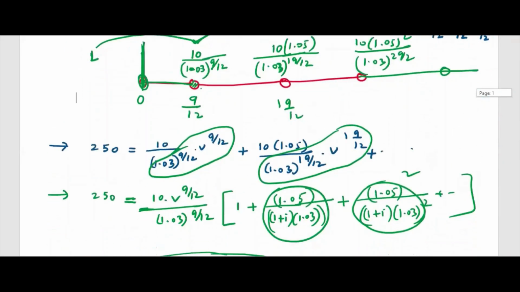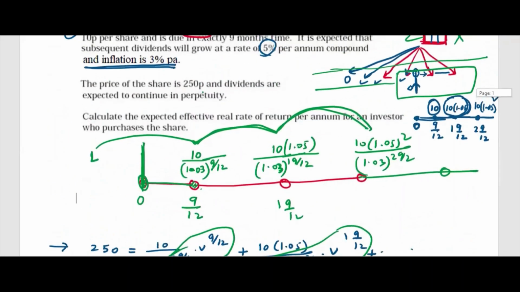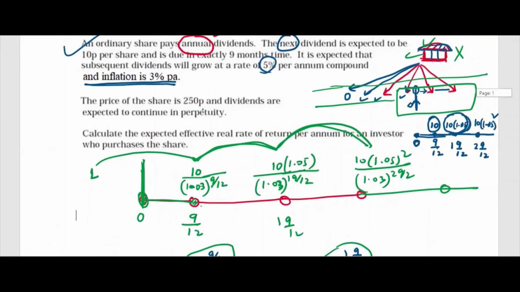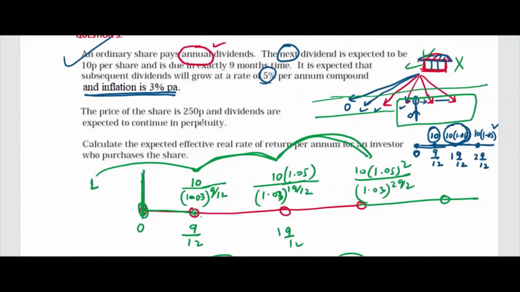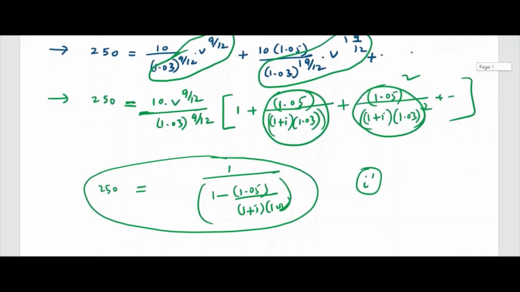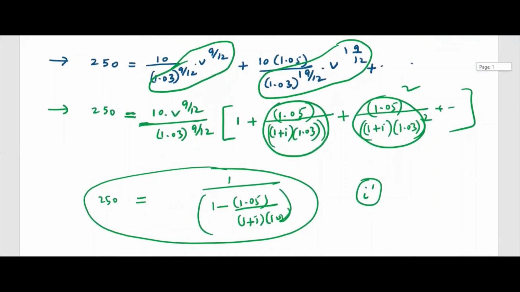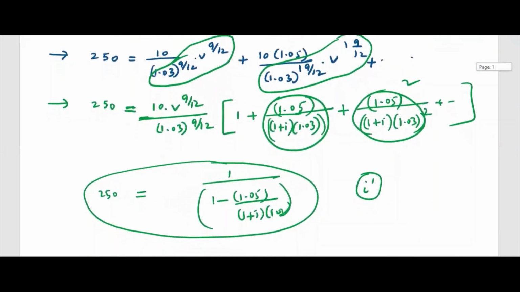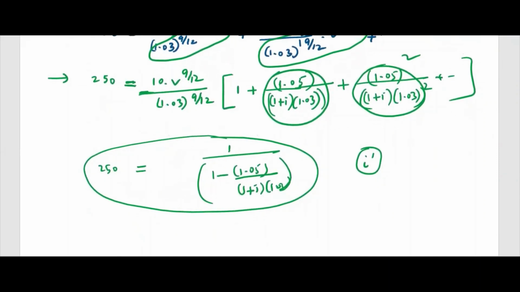Sorry, I is your normal return. They ask money rate of return or effective real rate of return, right? So when you find real rate of return, then what is the use of I here? What is real rate of return? Who can answer?